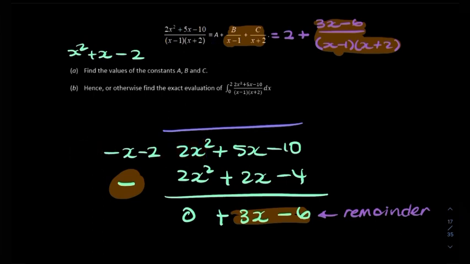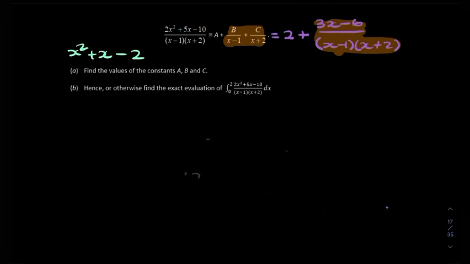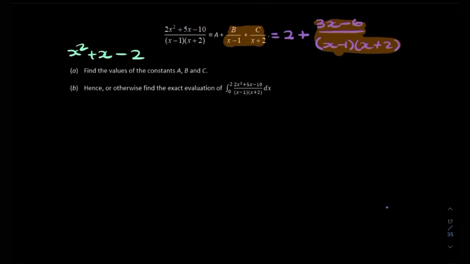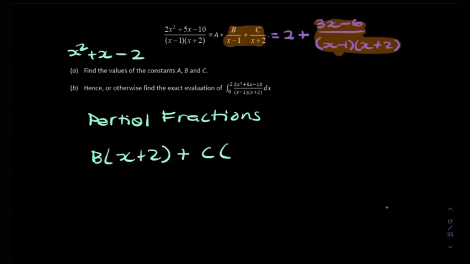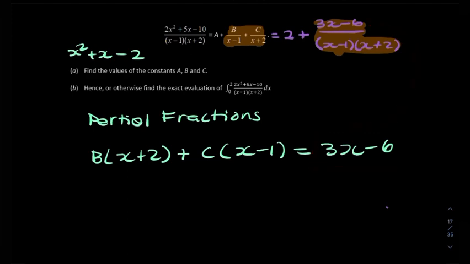So let me make some space. I can now do the conventional partial fractions analysis, so I'll say b times x plus 2 plus c times x minus 1 equals 3x minus 6. So this is your numerator there, which was the remainder. And then you just choose appropriate values for x.